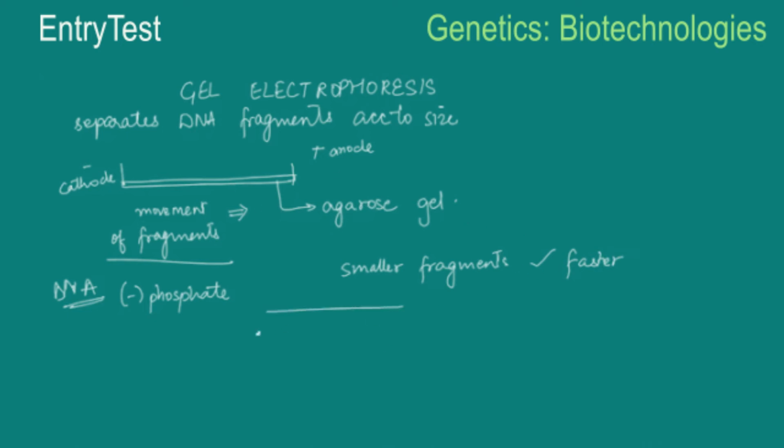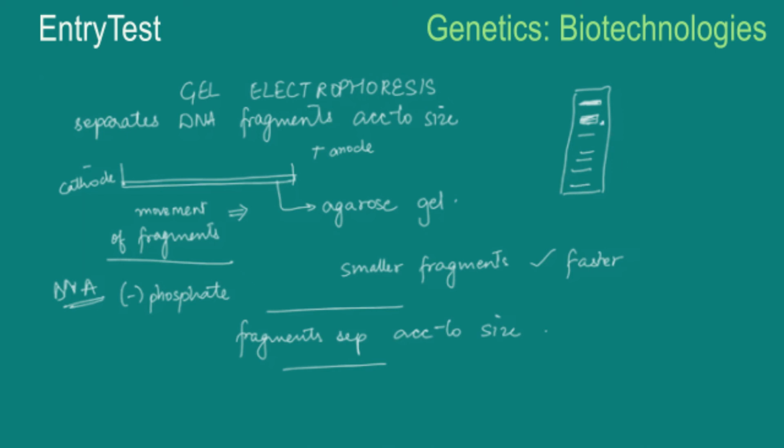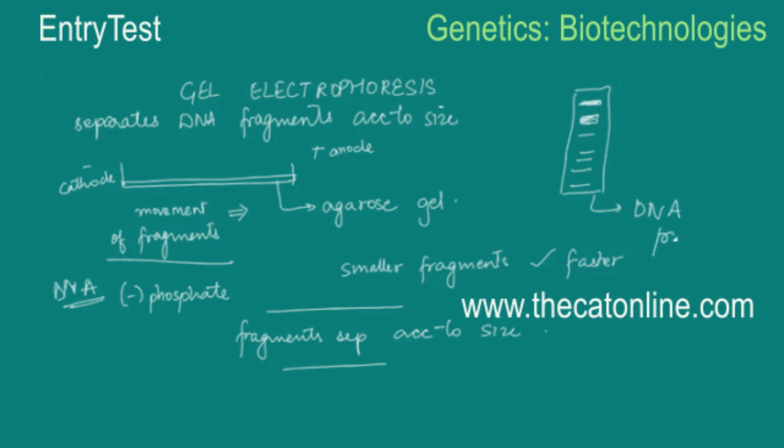So as a result, after some time, the fragments are separated according to their size. And now the size can be calculated in kilobases by comparing those sizes against a known industry standard. After that, a photograph of that entire gel is taken and it gives you a picture like this. The big fragments would be at one end, and then you have small fragments depending on the distance they travel. And this kind of a photograph that you get is known as a DNA profile, which is in fact the next thing that we are about to study.